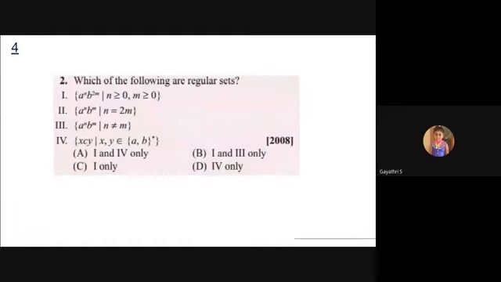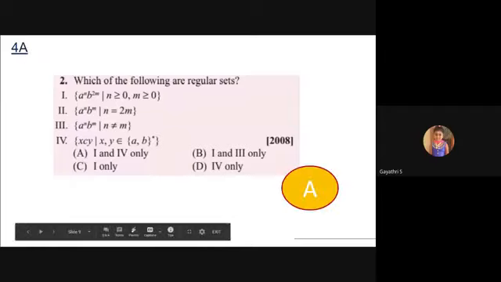Post with the question number. This is the 4. A, 1 and 4. I think A is the right one. Let me check. Yes, A is the right one.